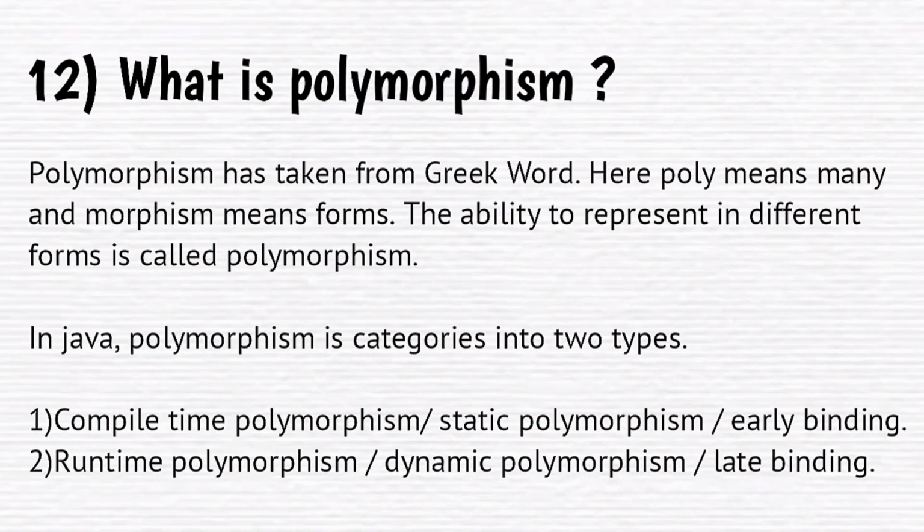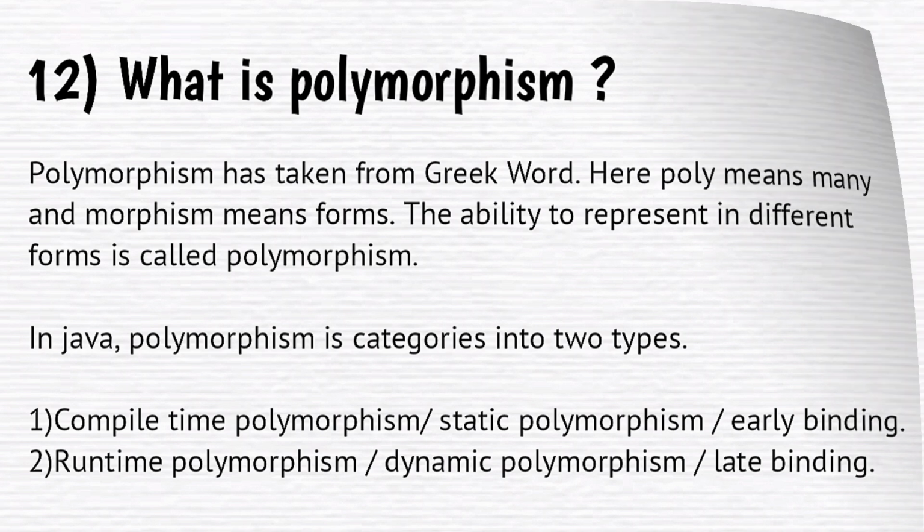What is polymorphism? Polymorphism is taken from a Greek word. Here poly means many and morphism means forms. The ability to represent in different forms is called polymorphism. In Java, polymorphism is categorized into 2 types. 1. Compile-time polymorphism or static polymorphism or early binding. 2. Runtime polymorphism or dynamic polymorphism or late binding.